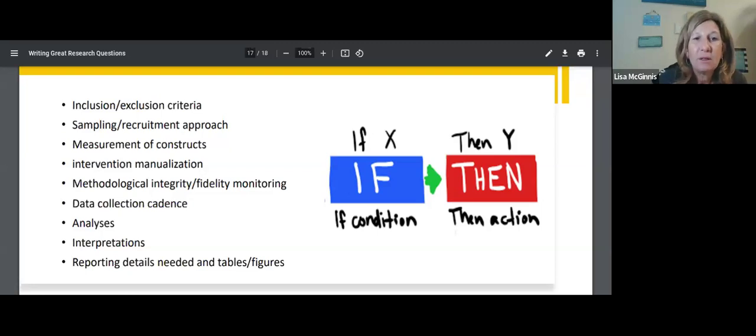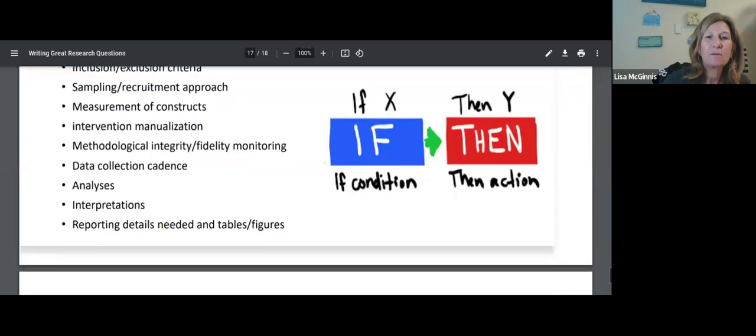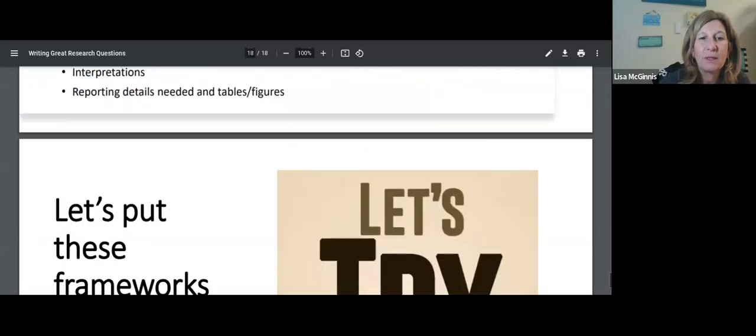The integrity of the method that we're using, the data collection, again, it should be specific, and we need to be sure that we're collecting the data at the points that we have intended. Then we get to analysis and interpreting that and reporting those details once we've completed it.